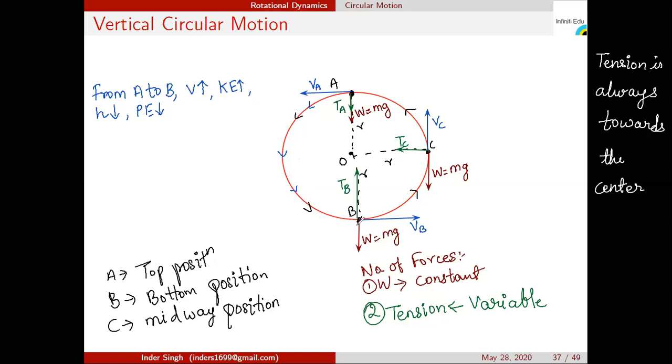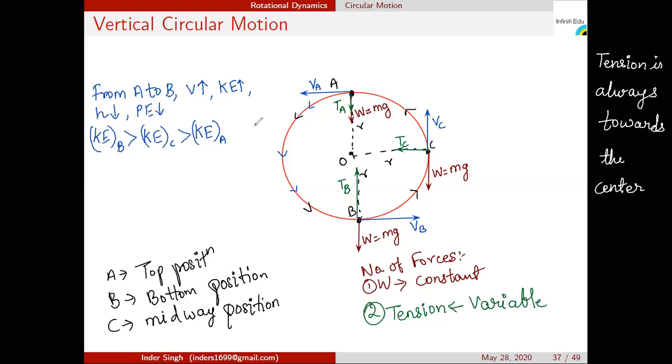Kinetic energy increases, meaning at the bottom position the velocity will be highest. So kinetic energy at position B will be greater. And where will the lowest value be? At the topmost position the velocity will be the least, and that is nothing but kinetic energy at position A; it will be lesser than all the positions. Kinetic energy at B will be greater than all the positions, and the remaining position that we noted is midway position C. So kinetic energy is highest at B, then at C, and lowest at position A.